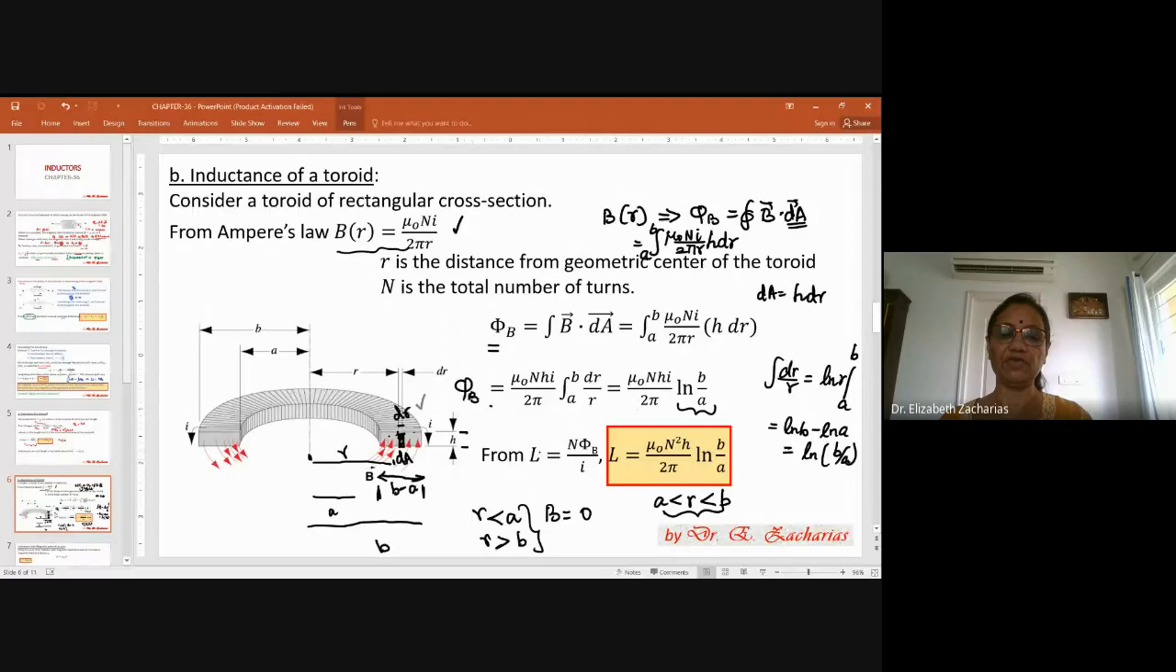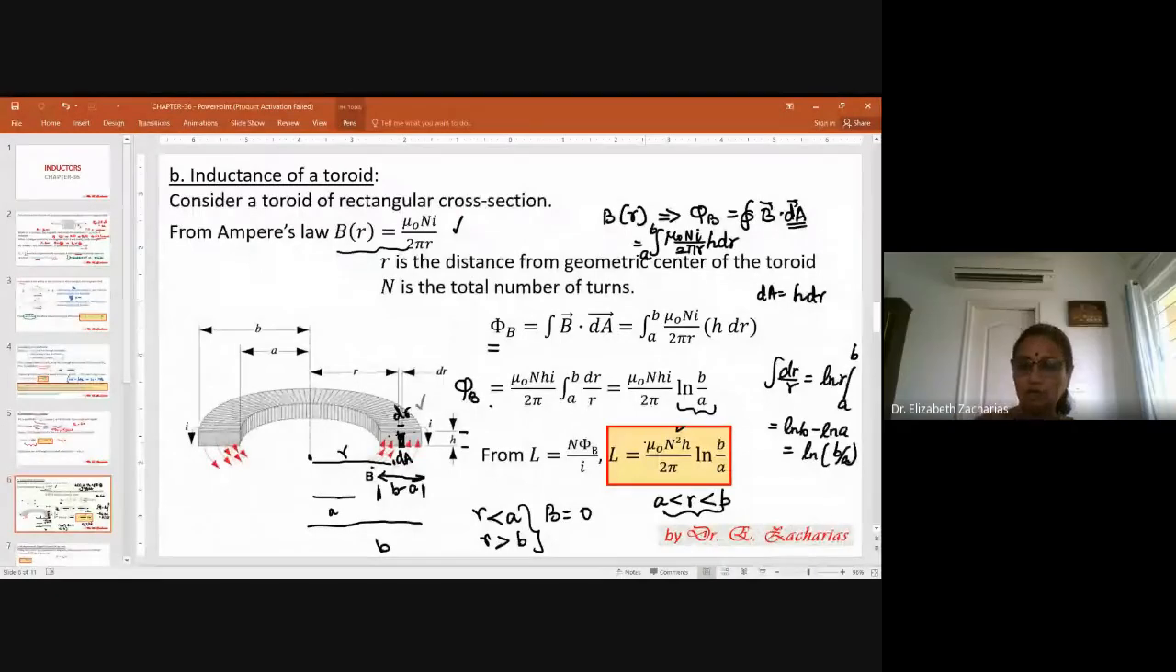Then of course you know L equals N phi B by I. You have to multiply by capital N, so you get an N square here. And then I and I will cancel because you divided by I. So once more, you're seeing that the inductance for a toroid does not depend on the current, it depends on the geometric factors. Geometric factors are a, b, capital N, h.